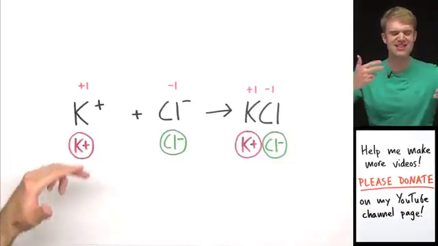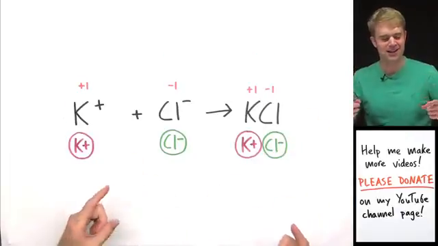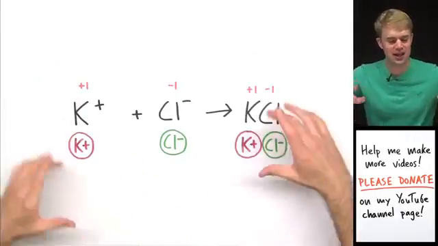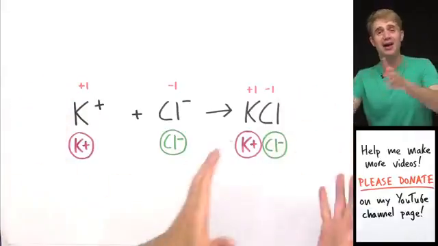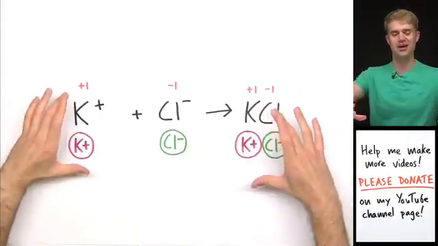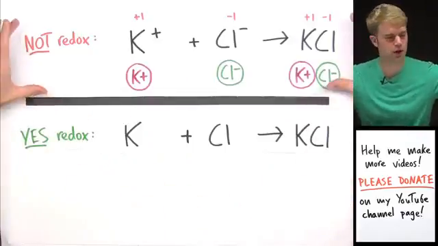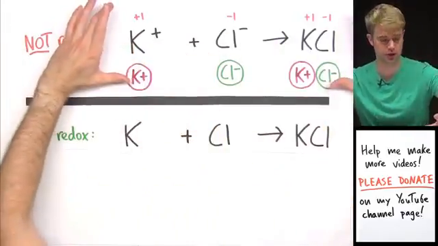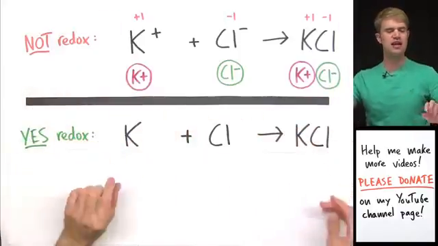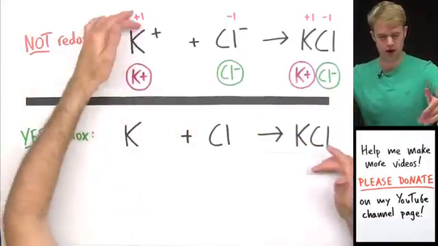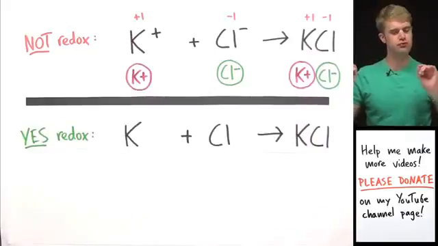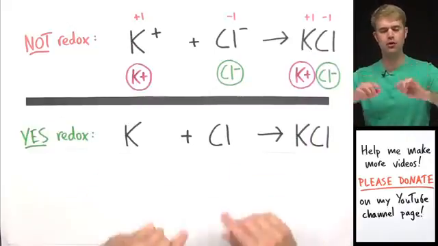Now, if this still is a little bit confusing, let me show you how we could change this equation to make it actually an oxidation-reduction reaction. And then when you see the differences, I think this will all make sense. So here's the equation that we said was not a redox reaction. Here's an equation that is a redox reaction. These two reactions look pretty similar except for one important difference.